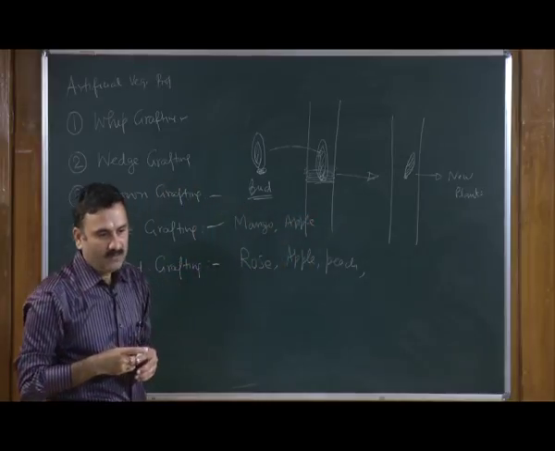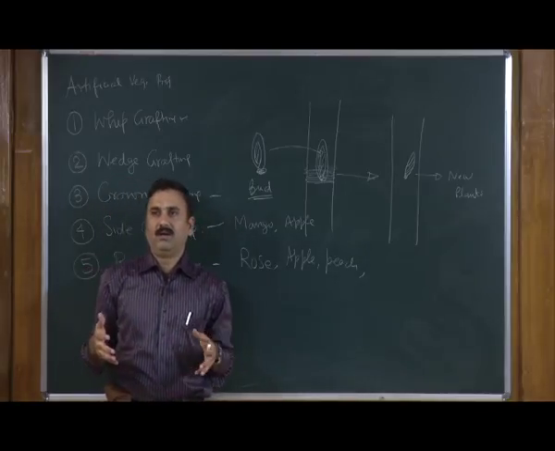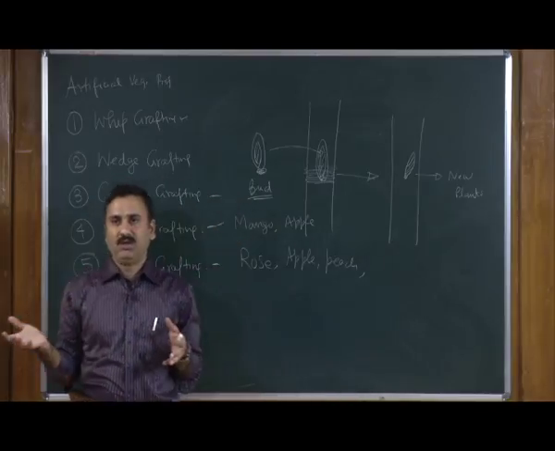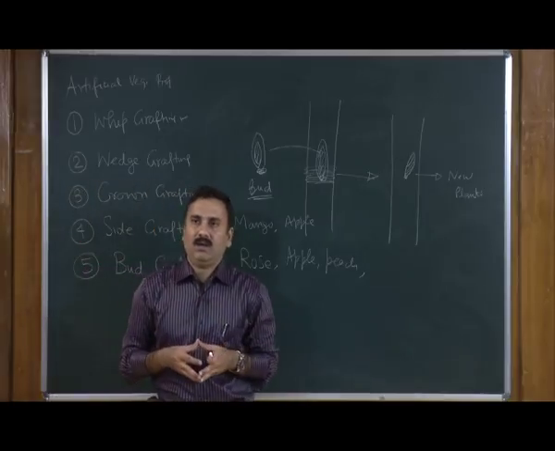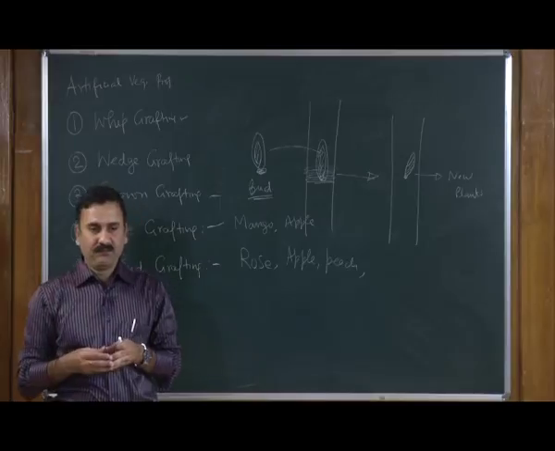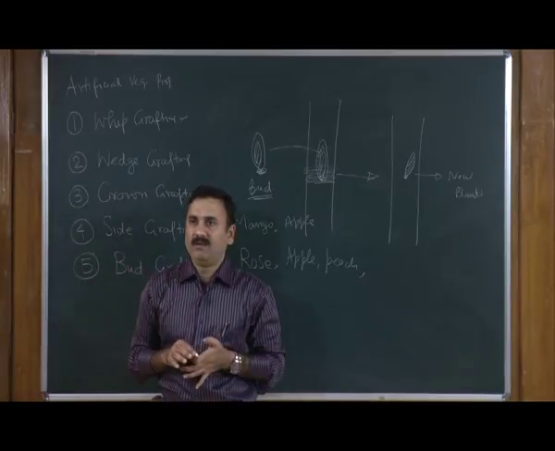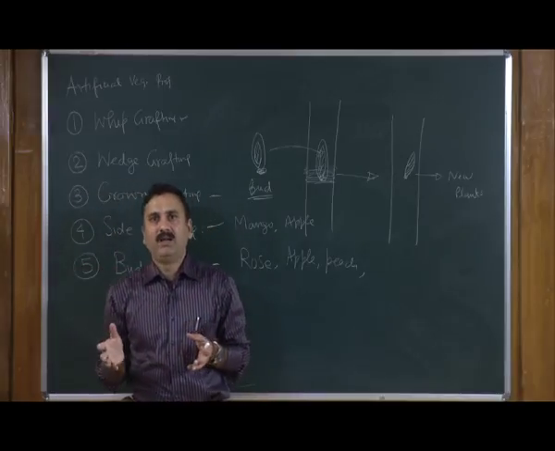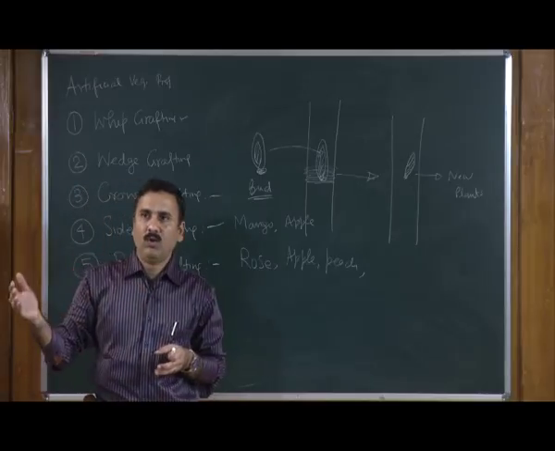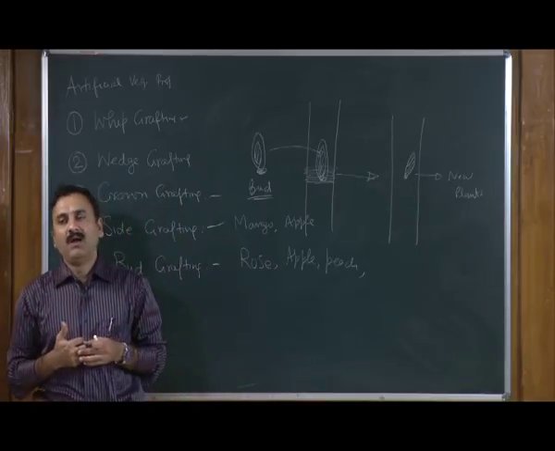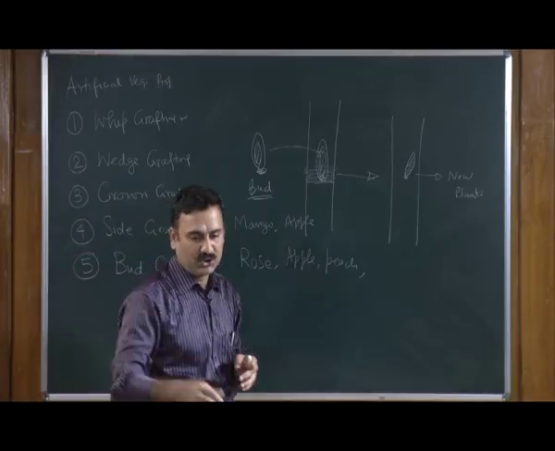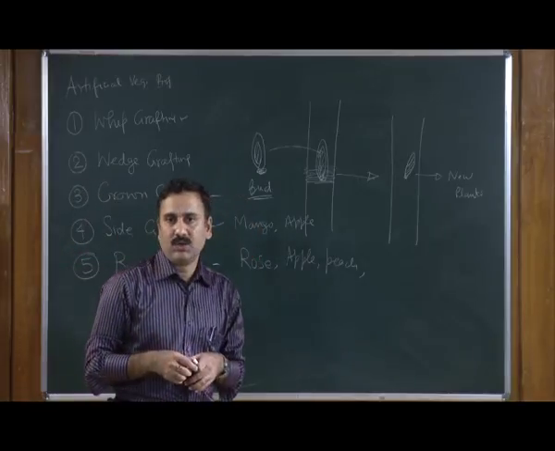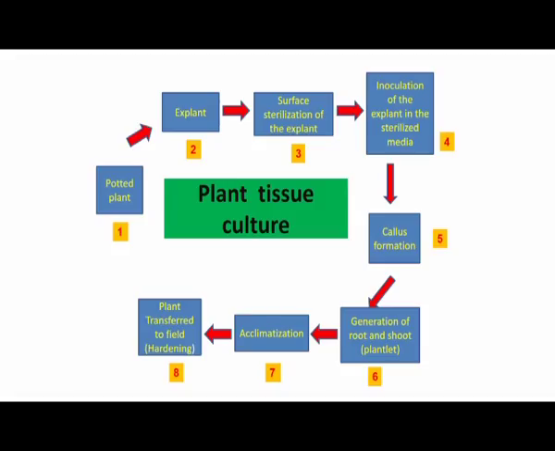Okay. So, this is all about the very ancient way of doing the artificial vegetative propagation. Apart from this, we also have the artificial vegetative propagation where a small part of the plant can be used to regenerate the whole plant, and this new technique is known as plant tissue culture or micropropagation. So, in the case of plant tissue culture, as you can see on the given slide, it involves several steps.